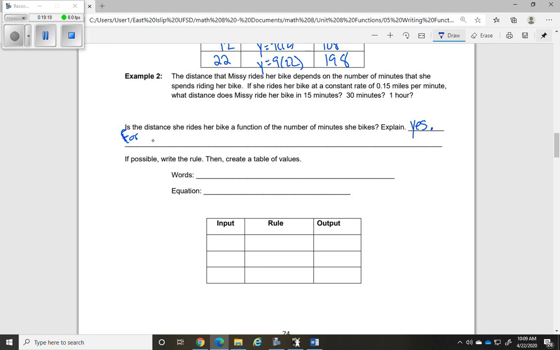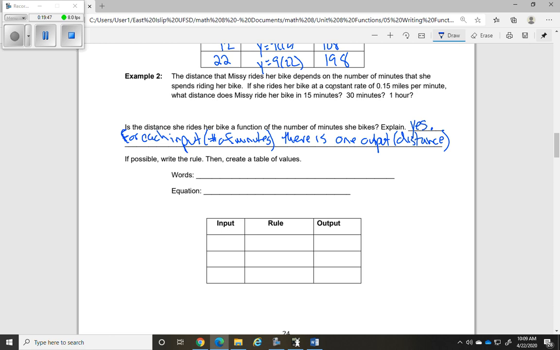For each input, which is number of minutes, there is one output, which turns out to be her distance. So we can answer these questions up here about what distance does Missy ride her bike in 15 minutes.